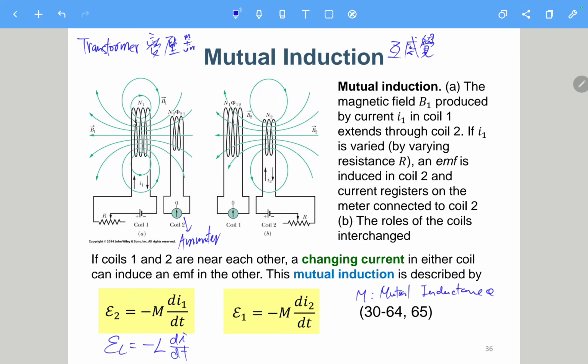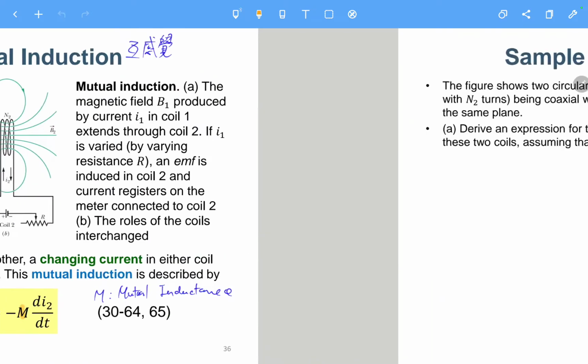So this is actually the same coils, but here we connect the battery to the first coil and the battery to the second coil. And here it should have the same mutual inductance. Okay, so this is pretty much about the mutual inductance.